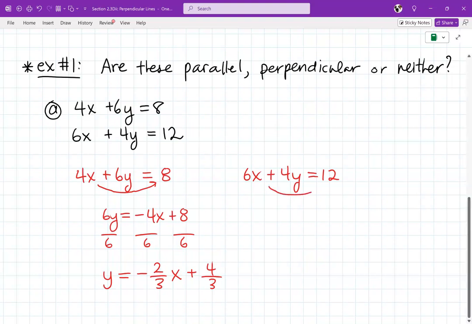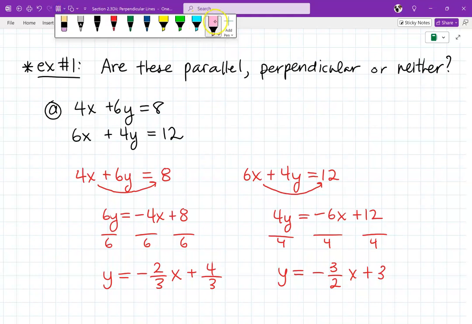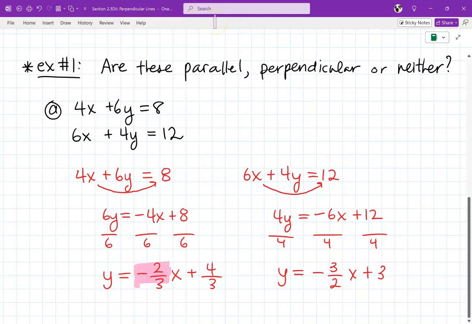Let's get this 6x over here to the right side. Okay, so I get 4y is equal to negative 6x plus 12. All right, and then I'm going to divide everything by 4. Divide by 4, divide by 4, divide by 4. So I get y is equal to negative, let me reduce, that's 3 over 2x plus 3. Here are my slopes. Those are my slopes. Okay?